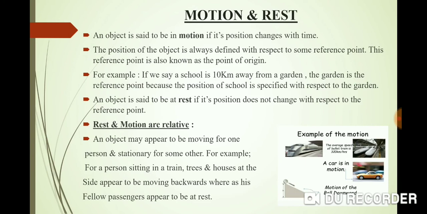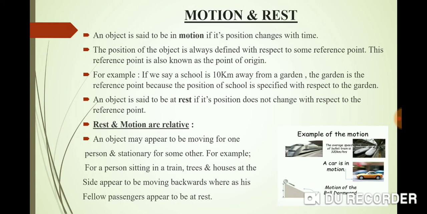An object is said to be in motion if its position changes with time. The position of the object is always defined with respect to a stationary object which is taken as a reference point. This reference point is also known as the point of origin.